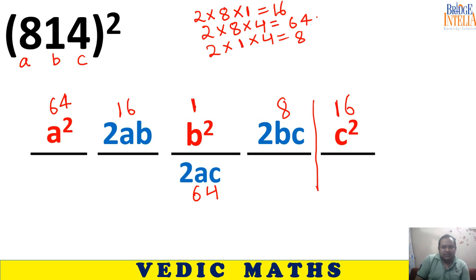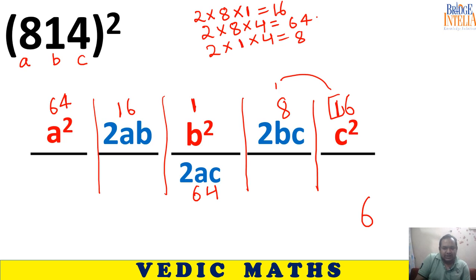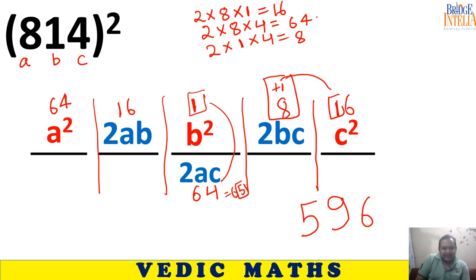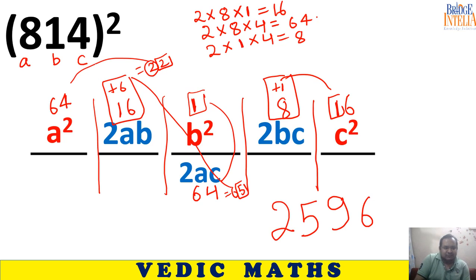What next? We convert these 5 columns into 1 digit each. So 16 we cannot write. We write only 6, and 1 is carry forwarded. So 8 plus 1 becomes equal to 9. So we can write 9. Nothing is carry forwarded. Now 1 plus 64 is equal to 65. We cannot write 65. So we will write only 5 here, and 6 is carry forwarded. Now 16 plus 6 is 22. We cannot write 22, we write only 2 here, and the remaining 2 is carry forwarded.